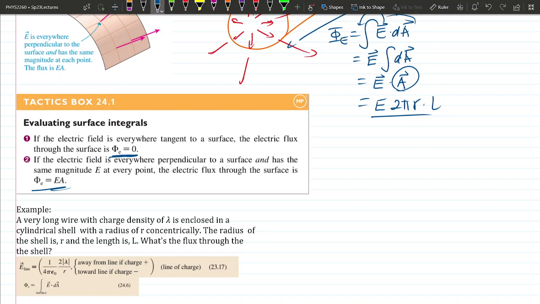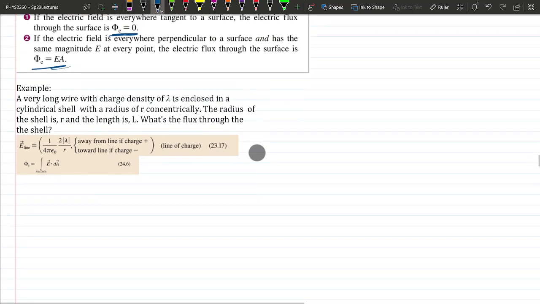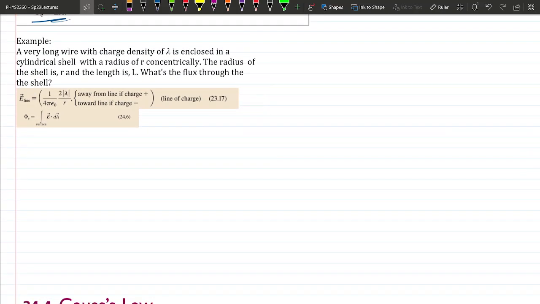So I'm going to do a quick example of this. Let's say we have a very long wire with some charge density lambda, and there's a cylindrical shell around it with a radius r concentrically, meaning they share the same center. The radius of the shell is r, the length is L. What is the flux through the shell? So let's draw that. We'll set up the problem.